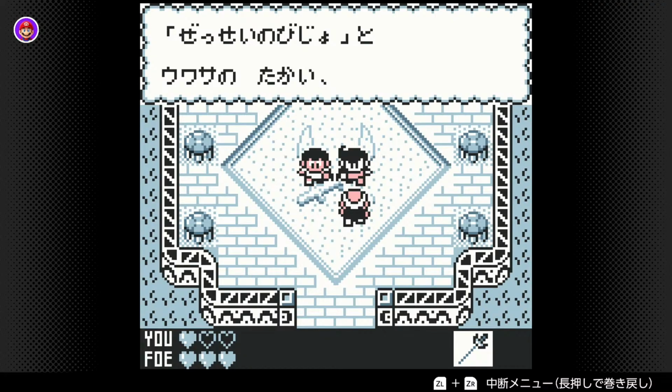Yeah, then our protagonist says this. "Zesse no bijo to uwasa no takai." Okay. Okay, first and foremost, yeah, in quotations we have the zesse.